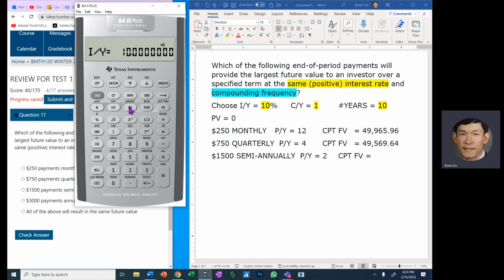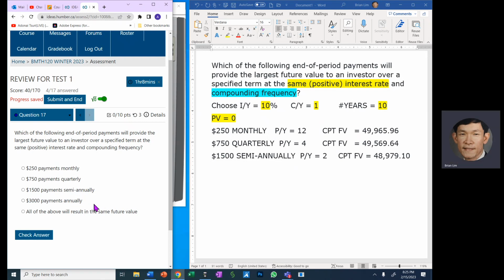Now, what else do we have? The present value is 0. There'll be no change here, so we can recall the present value, and it is 0. The payment is now $1,500. So we have to put in $1,500 as a negative payment, compute the future value, and we get an amount looking like $48,979.10.